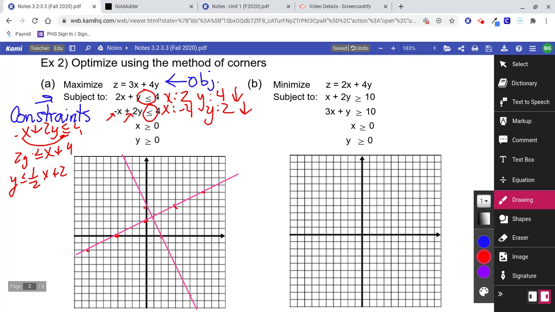But now if you think about it, I'm going to end up shading down from both of those two lines. Now, X is greater than or equal to 0 is just a vertical line.